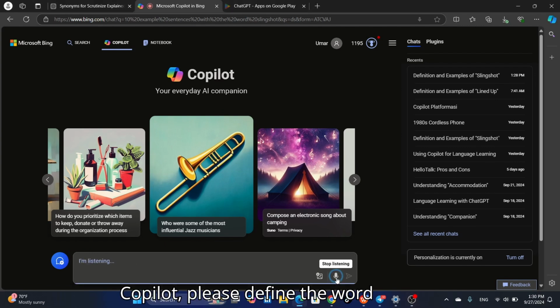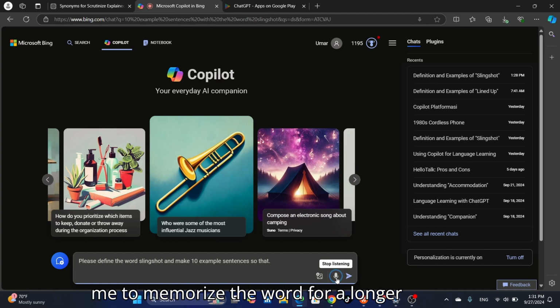Now, I'm going to click on the microphone symbol here. Copilot, please define the word slingshot and make 10 example sentences so that it was easier for me to memorize the word for a longer term.